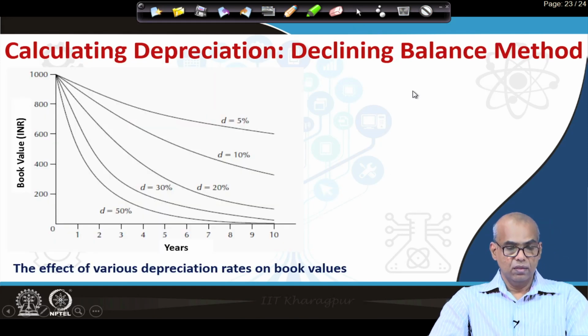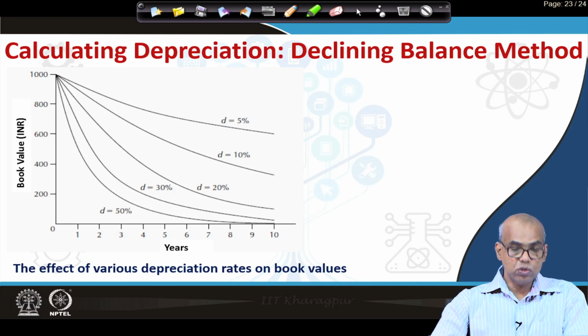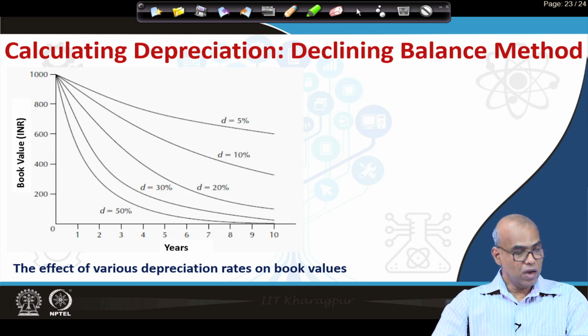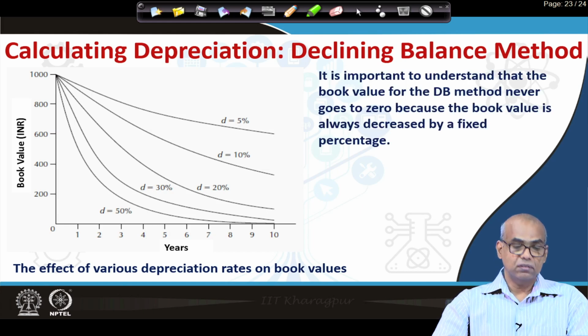This figure shows you the effect of various depreciation rates on book values. Obviously, book values rapidly decrease with increasing rates of depreciation. Now, one thing that needs to be noted from the graph is the book value for the declining balance method never goes to 0, because the book value is always decreased by a fixed percentage.